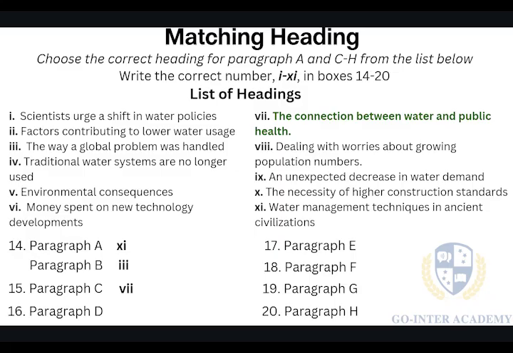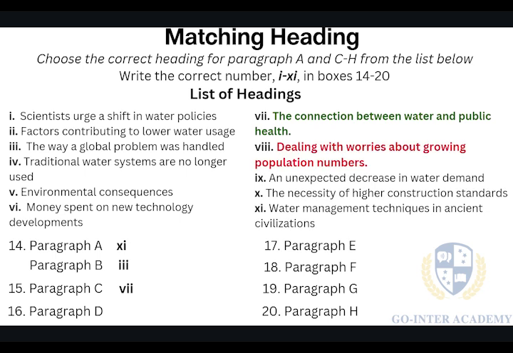If we look at the list of headings that we went through earlier while answering paragraph A, we find that heading 7, Water and Public Health, is the most suitable one, because the whole paragraph is about how the lack of clean water and sanitation leads to disease and death, especially in children. Some of you may be wondering why heading 8, dealing with worries about growing population numbers, is not the correct heading for this paragraph. Although this paragraph mentions billions of people have been affected by the lack of access to clean water, the topic of growing population is not really the main focus of this paragraph.